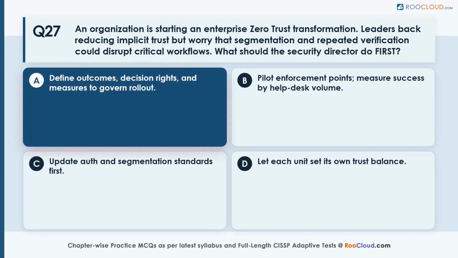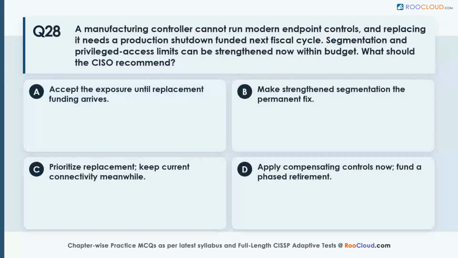Option A defines the outcomes, the decision rights, and the measures that will govern a phased rollout. Agree what you are trying to achieve and who decides, then build. That is the pattern.